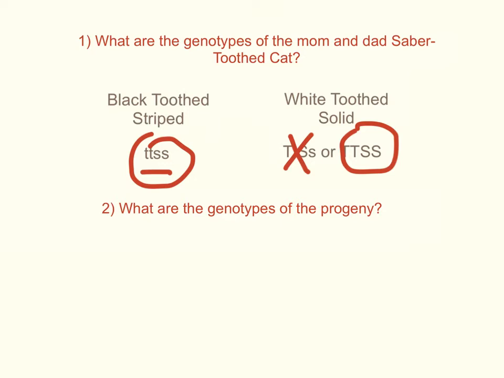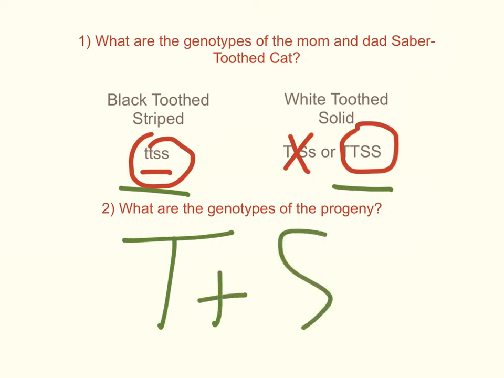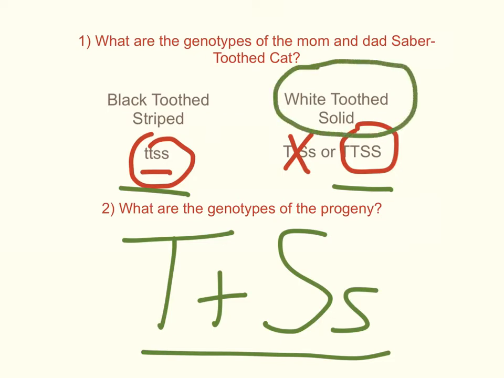So we know that our parents here are big T, big T, big S, big S, and little t, little t, little s, little s. So if we cross those, there's only one option that we get, and that's big T, little t, big S, little s. So this is the genotype of all of the progeny. And as you can see, like I said in the question, each of those has a white-toothed and solid phenotype.